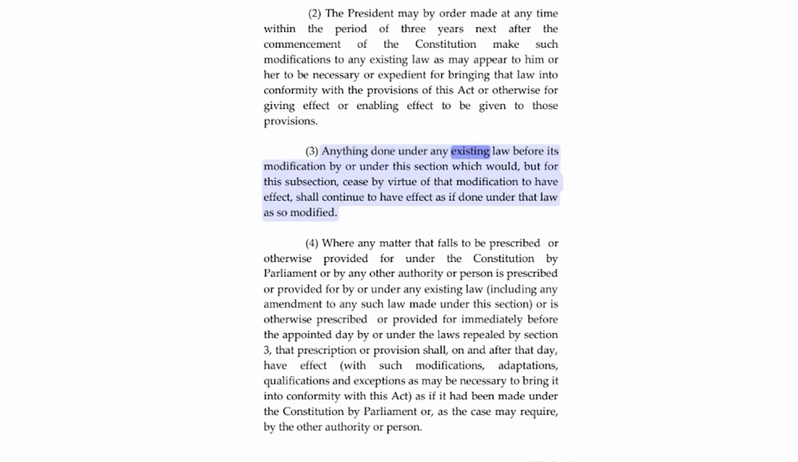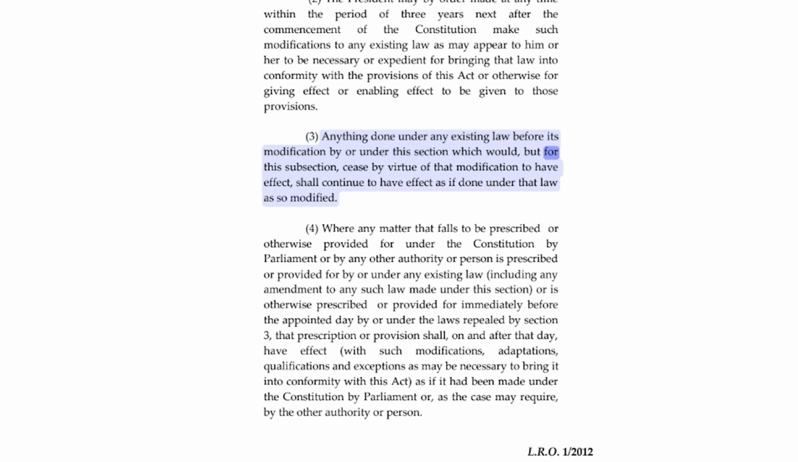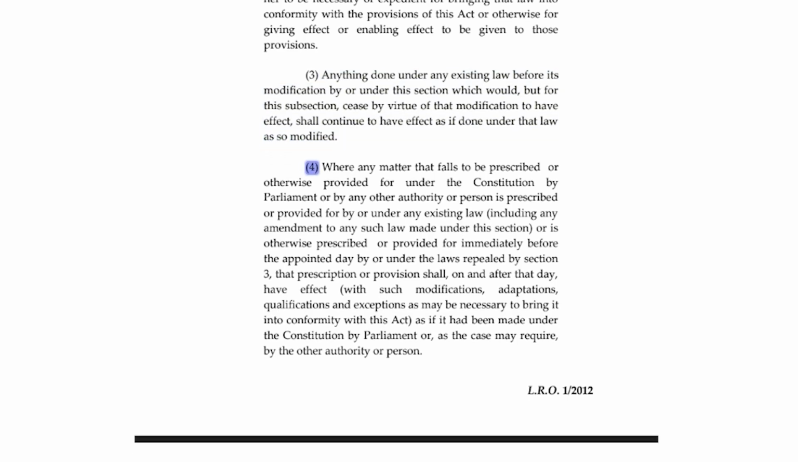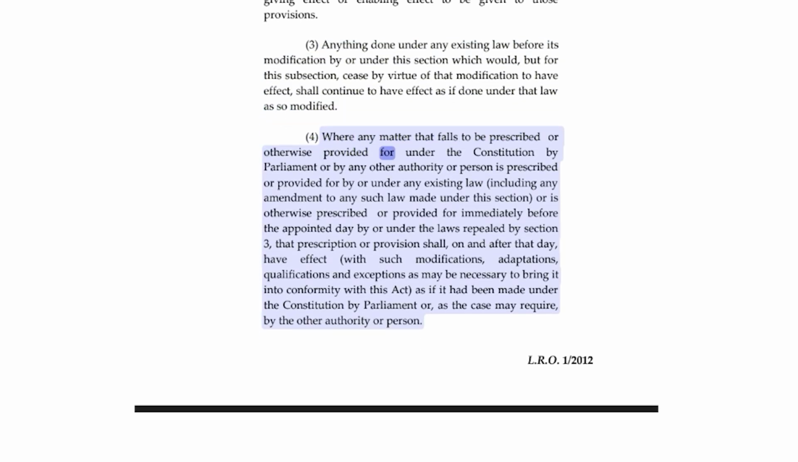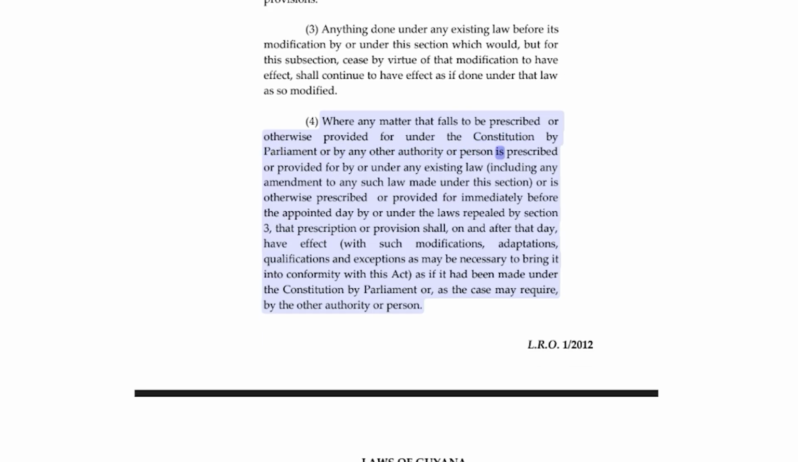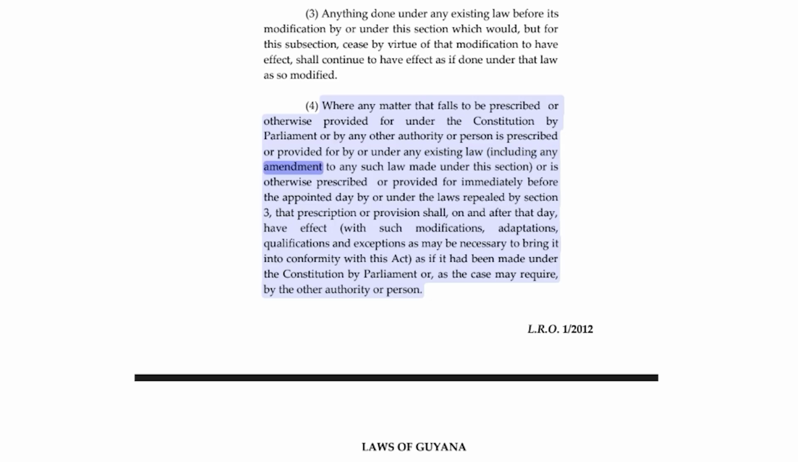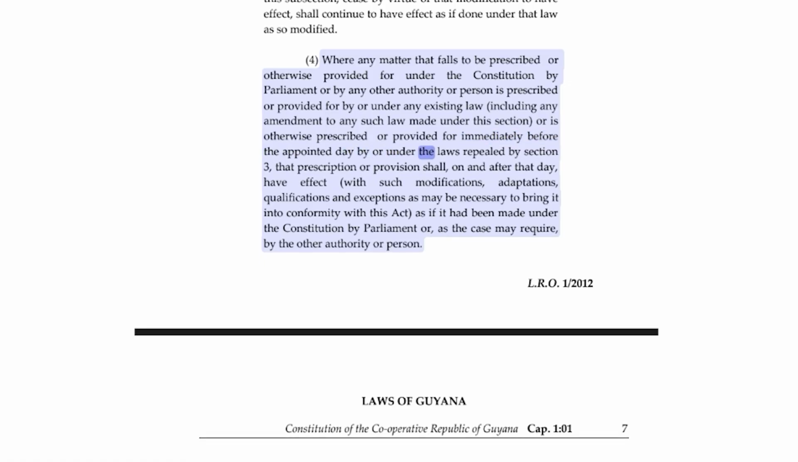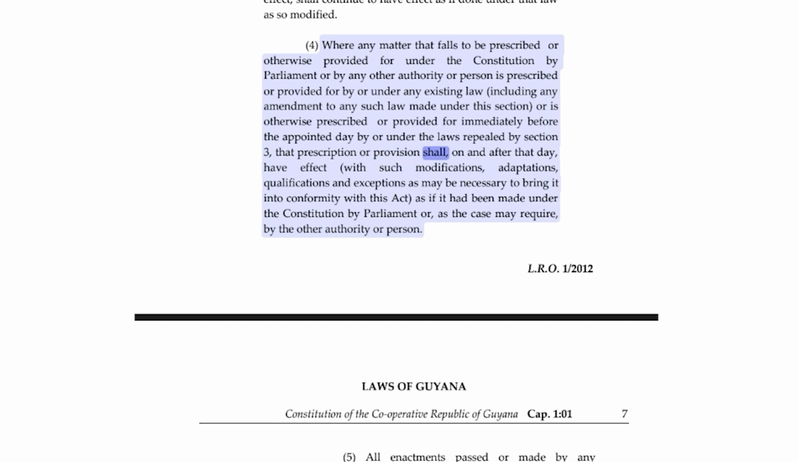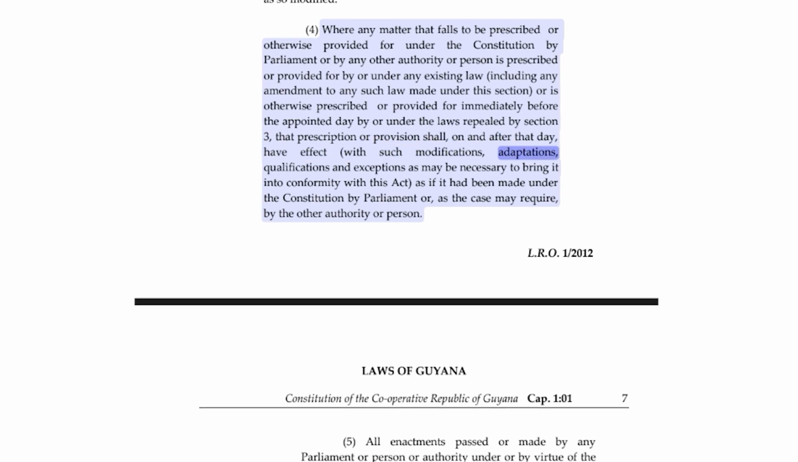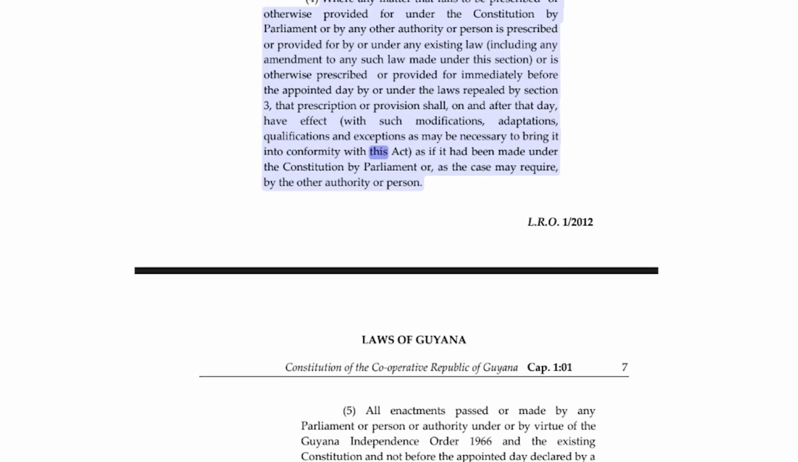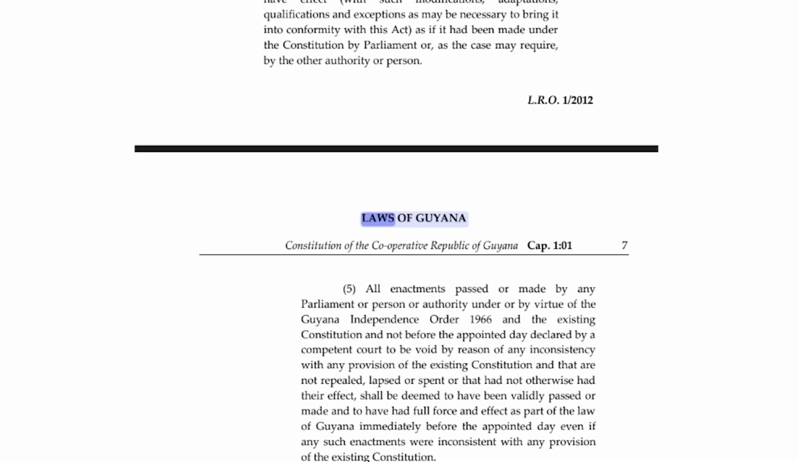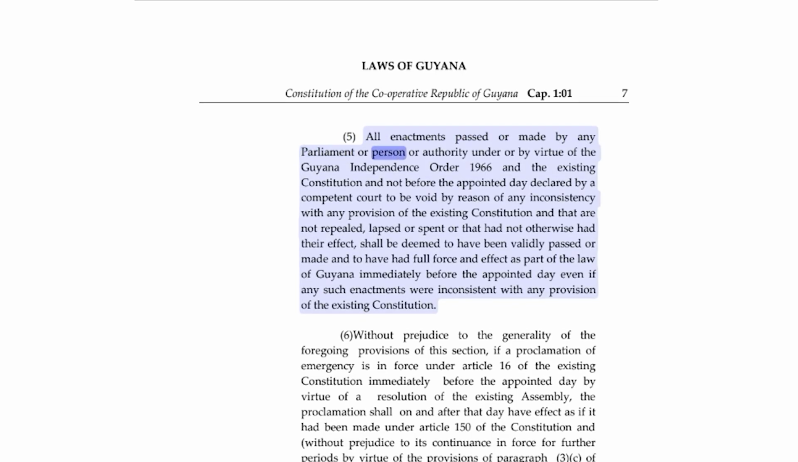(3) Anything done under any existing law before its modification by or under this section which would, but for this subsection, cease by virtue of that modification to have effect, shall continue to have effect, as if done under that law as so modified. (4) Where any matter that falls to be prescribed or otherwise provided for under the Constitution by Parliament or by any other authority or person is prescribed or provided for by or under any existing law, including any amendment to any such law made under this section, or is otherwise prescribed or provided for immediately before the appointed day by or under the laws repealed by section 3, that prescription or provision shall, on and after that day, have effect with such modifications, adaptations, qualifications, and exceptions as may be necessary to bring it into conformity with this Act, as if it had been made under the Constitution by Parliament, or, as the case may require, by the other authority or person.